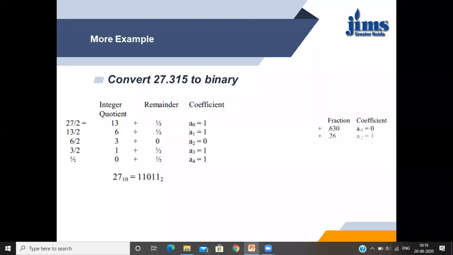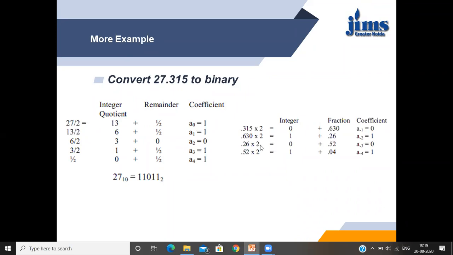Now we have to convert 0.315 to binary. So in the fraction part, what we do is multiply the fraction part by the base, and the required base is 2. So 0.315 multiplied by 2 is equal to 0.630. So the first coefficient is 0. Again 0.63 is multiplied by 2, we get 1.26. So the next coefficient is 1 and the fraction is 0.26.